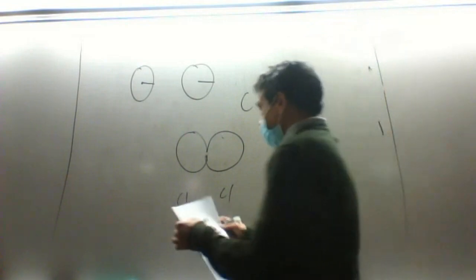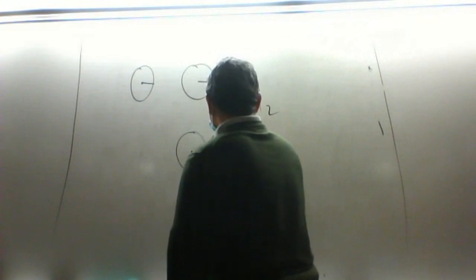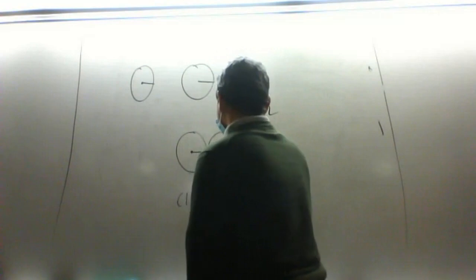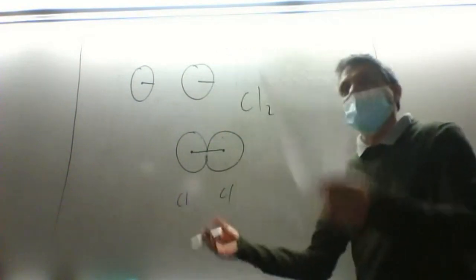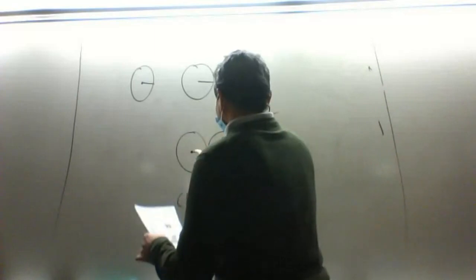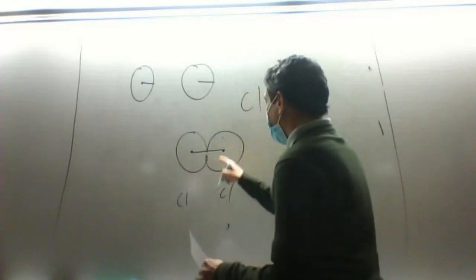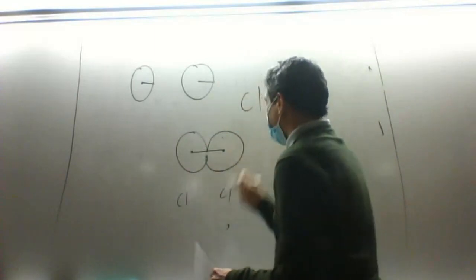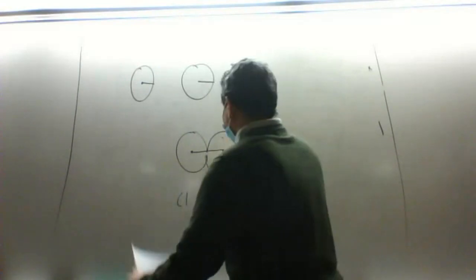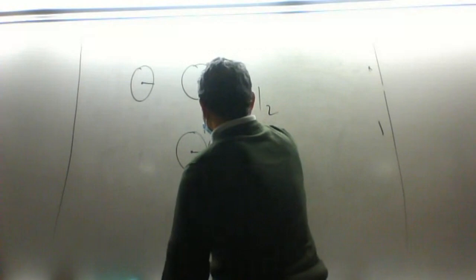From the center of this one to the center of this one, we measure the distance. There is a way to do this, but we don't discuss those things here. So this distance, from the center of one atom to the center of the other atom in the chlorine molecule, is 198 picometer.